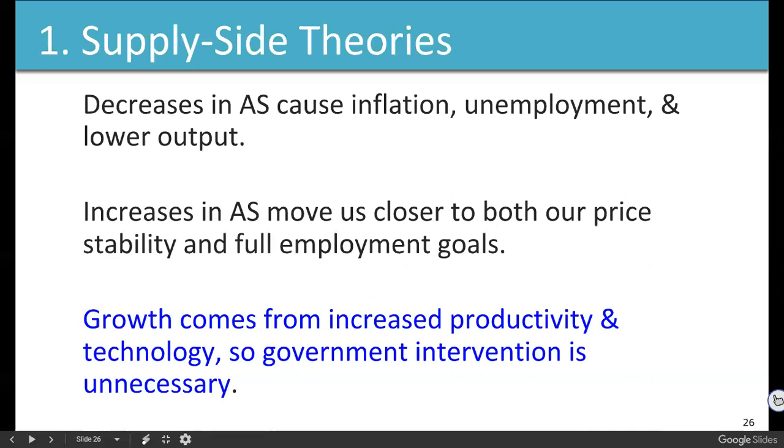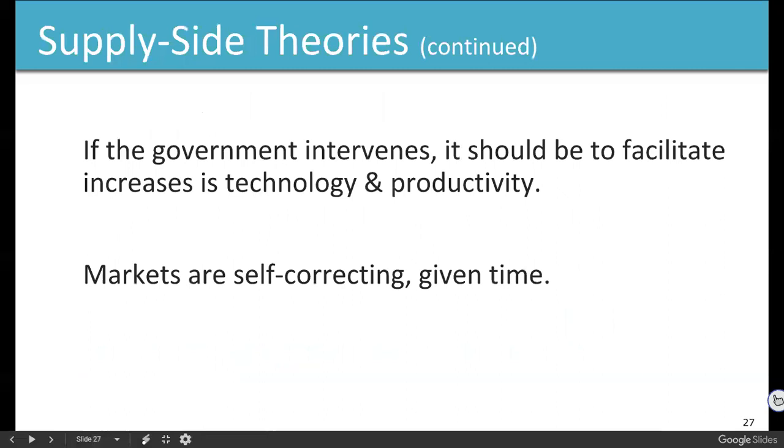So the goal here is, if we can get increased productivity and increased technology, the government doesn't need to intervene. This is the thinking here. If the government is going to get involved, the only thing the government should do, according to supply siders, is to do things that will help increase technology and productivity. Get out of the way of business, but if you are going to do anything for business, it should be to help business do business. Overall, markets are self-correcting because businesses aren't going to make stuff that people aren't going to buy, so you don't have to worry about it, right? The market's going to self-correct. What political party am I talking about here?